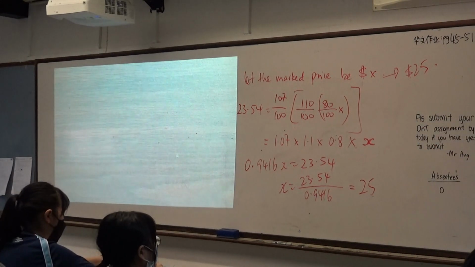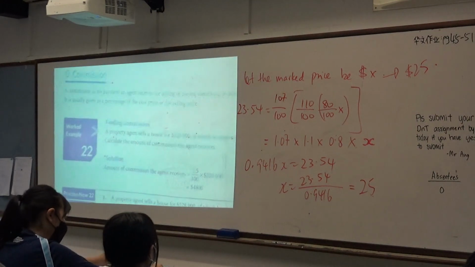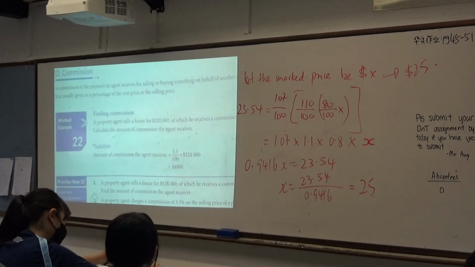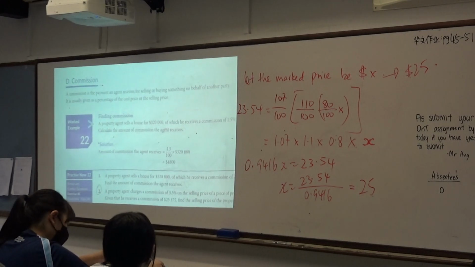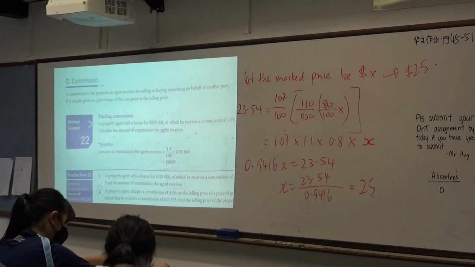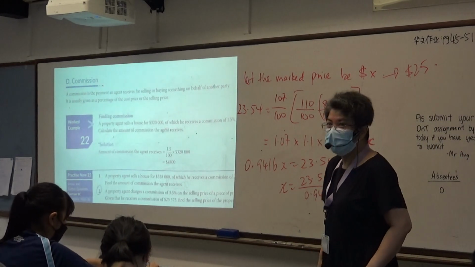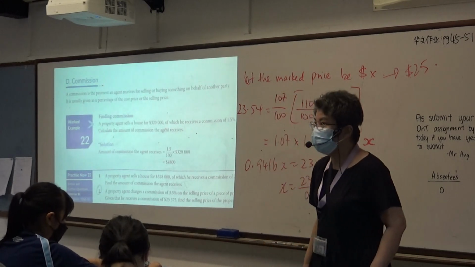Okay, good. Now, next, let's look at commission. Class, what is commission? I think you all know what commission is, right? Commission means when someone sells something, they earn a certain profit, I mean, earn a certain amount from it. Salesmen always do it. House agents, and so on and so forth.